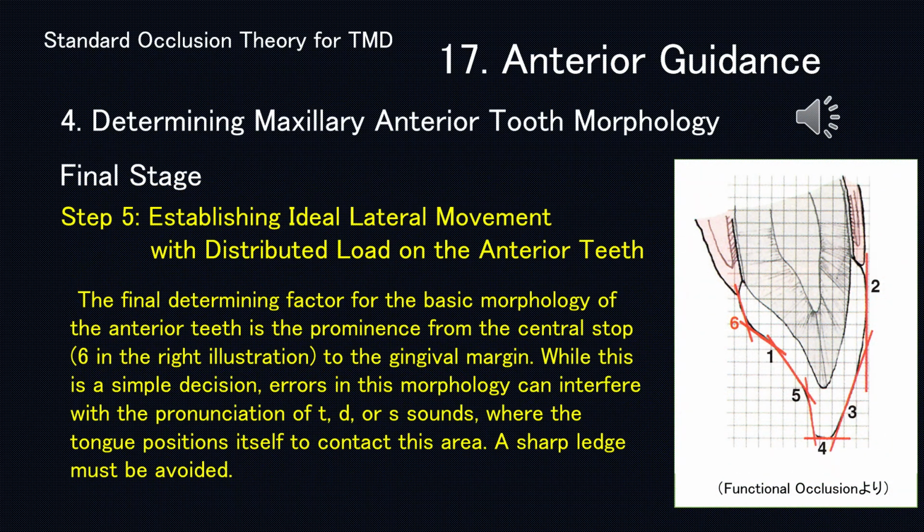Step 5. Establishing ideal lateral movement with distributed load on the anterior teeth. The final determining factor for the basic morphology of the anterior teeth is the prominence from the central stop 6 in the right illustration to the gingival margin. While this is a simple decision, errors in this morphology can interfere with the pronunciation of T, D, or S sounds, where the tongue positions itself to contact this area. A sharp ledge must be avoided.